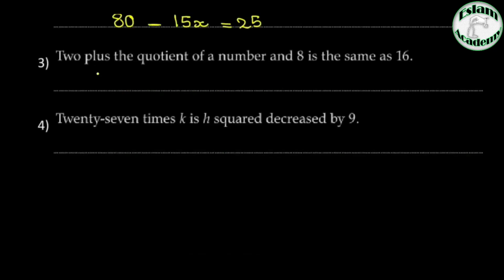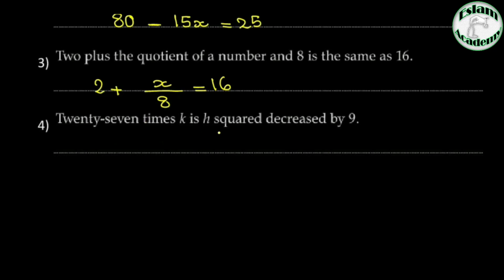Number 3. 2 plus the quotient of a number and 8 is the same as 16. We write 2 plus the quotient. We can write the quotient as a division or as a fraction. So we have a number and 8, so let the number be x, and 8 will be the denominator, is the same as 16.